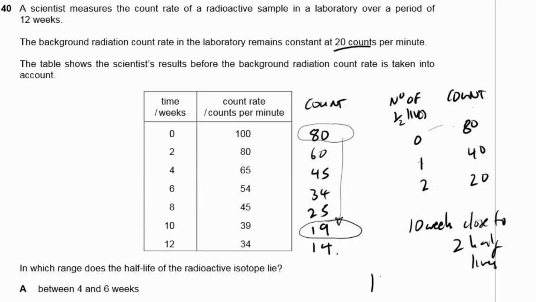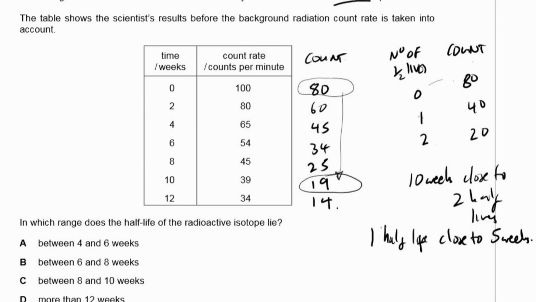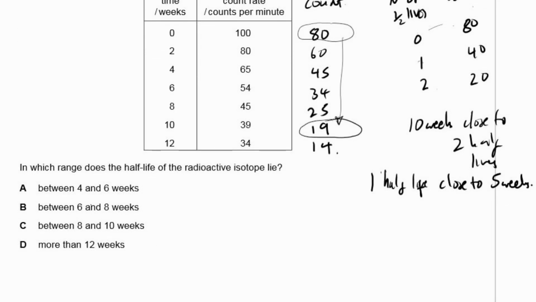That means that 1 half-life is close to 5 weeks. There we are. We don't really have any more specific information than that. It's about 5 weeks. And that's as good as we're going to get. So let's look at our range. A, between 4 and 6 weeks for a half-life. Yep, that's quite possible. B, 6 and 8. Nope. 8 and 10 and more than 12. No. So the answer is A. Between 4 and 6 weeks, we know the half-life is close to 5 weeks.